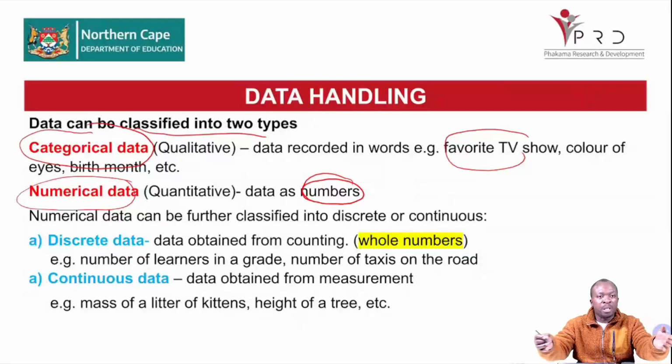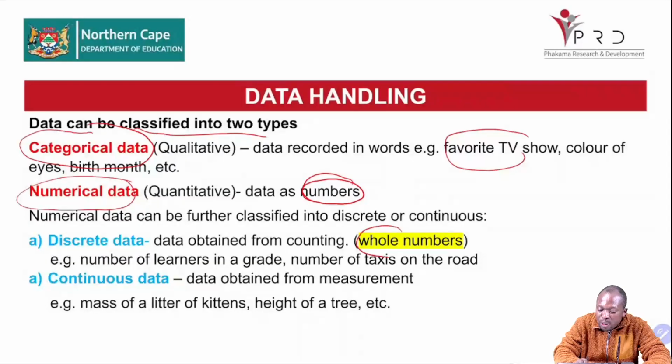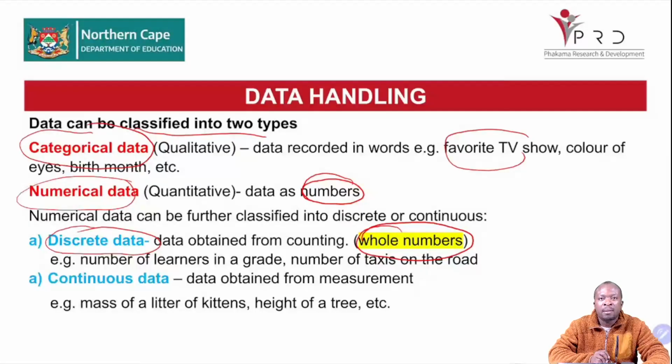Count like how many learners are currently watching this video. Maybe they're 10, they're 20, whatever the number. That is one type of data. Then we can talk of measuring, like how many minutes have I stayed on the screen with you so far. You are measuring, you are not counting. You are measuring the time. And therefore, every kind of data that you can count and you get whole numbers, we call it discrete data. Do not forget, how do we call it? Discrete data. It means you can count it to get whole numbers.